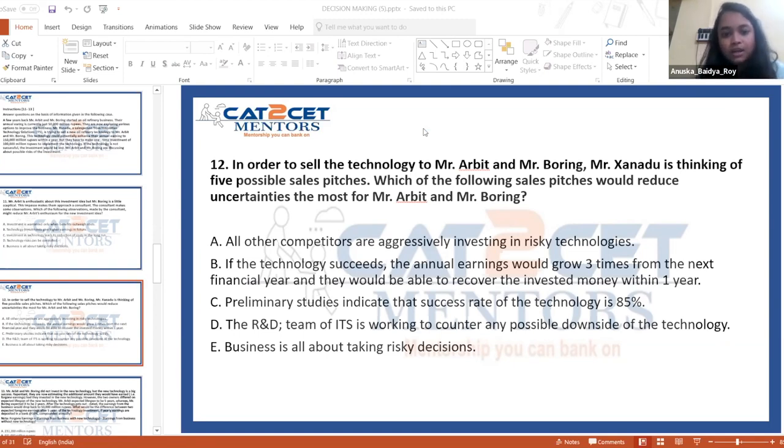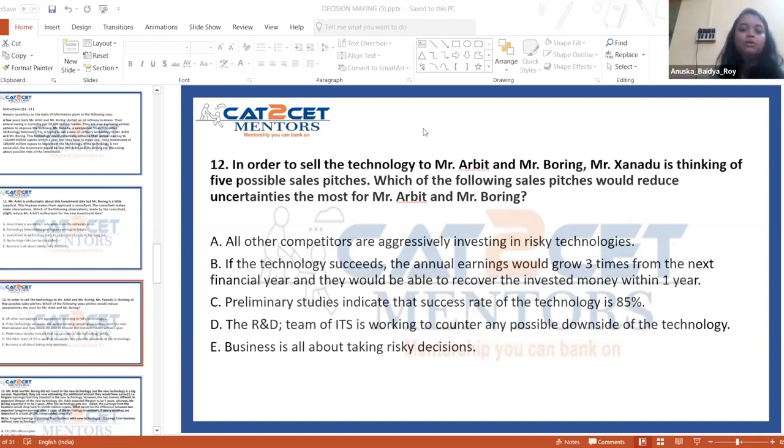Okay. Option D, the R&D team of ITS is working to counter any possible downside of the technology. Okay, fine. The R&D is working. So what? Do we have any foolproof guarantee that they will be successful in their research? Do we know that? Are we being told anything about it? No, right? This is a far-fetched option. This is an option which is tangential to the purpose of the question. So we can place B over D. B would be a better sales pitch than D. You're going and telling them my R&D is working, but you don't know if they will succeed. It doesn't make any sense, right?